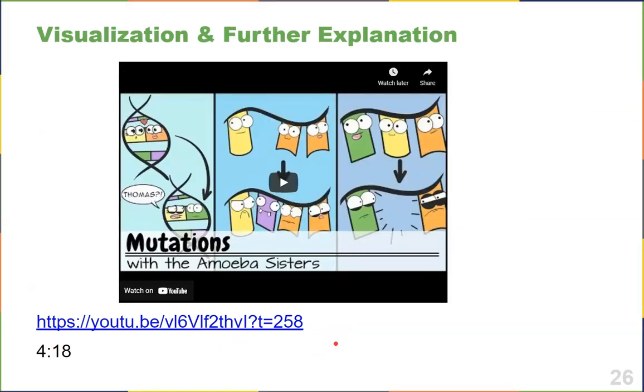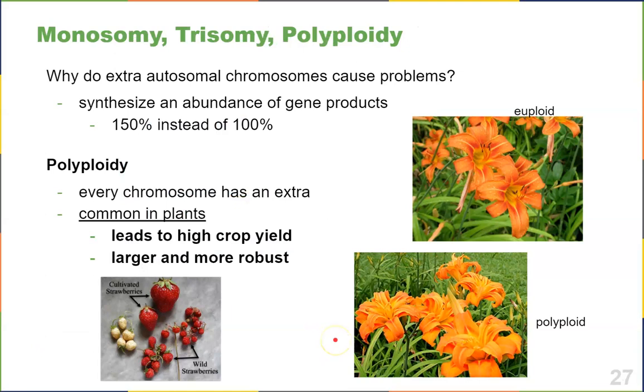So there's another Amoeba Sisters video that goes over mutations and how they can happen. You can watch that. So monosomy, trisomy, polyploidy, extra chromosomes don't always cause problems. When they're in animals, they typically cause problems. When they're in plants, they typically don't cause problems, and it's kind of strange.